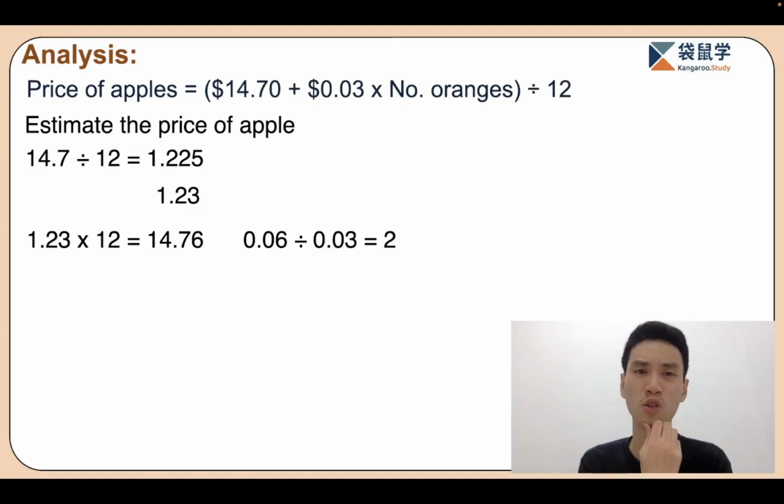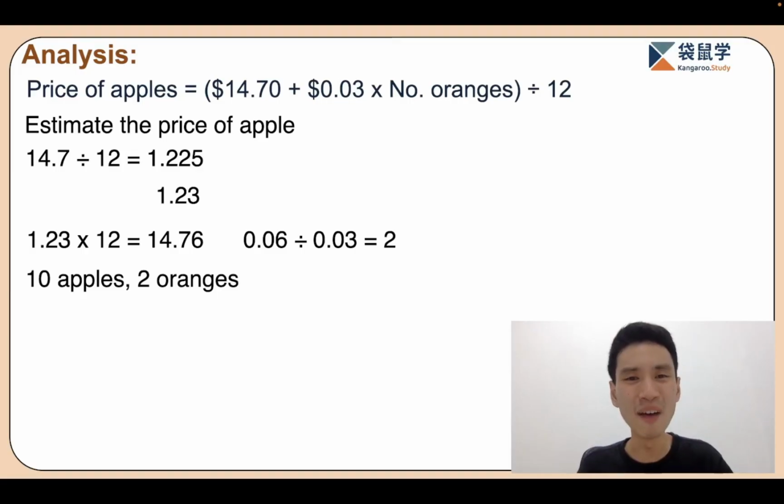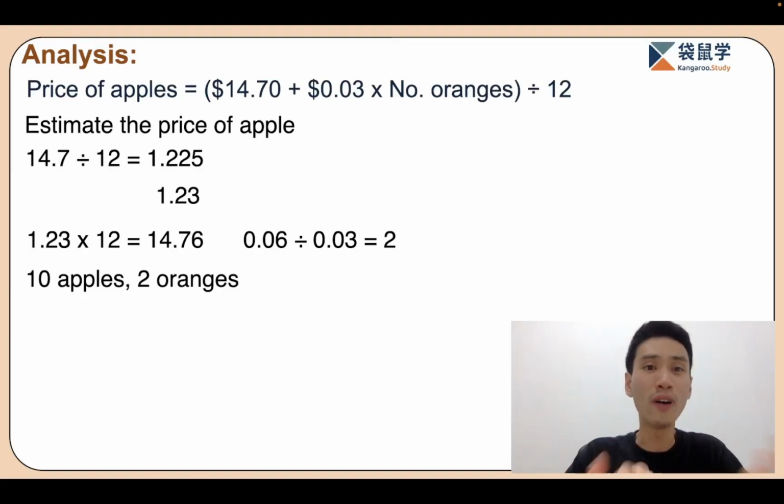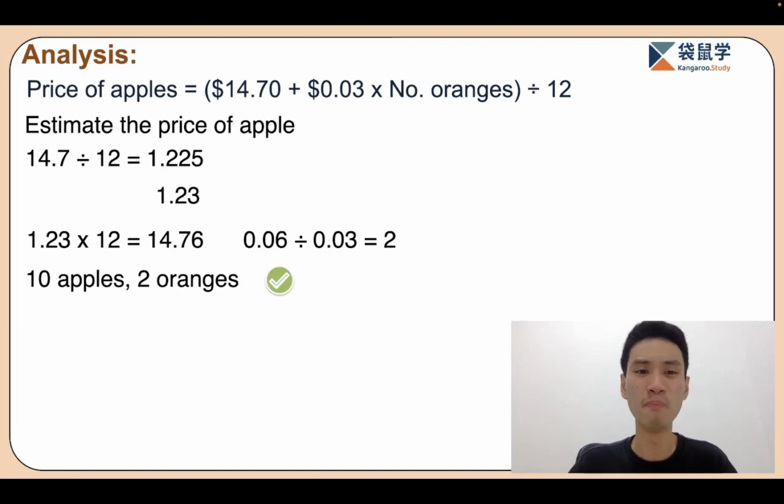Now, what does this 2 represent? That's right, it is the number of oranges. So we know in this case that there are 10 apples and 2 oranges. Now, let's ask ourselves, are these quantities possible? Yes, very much so. Now, let's try and estimate even further up. So, what's the next greatest price?